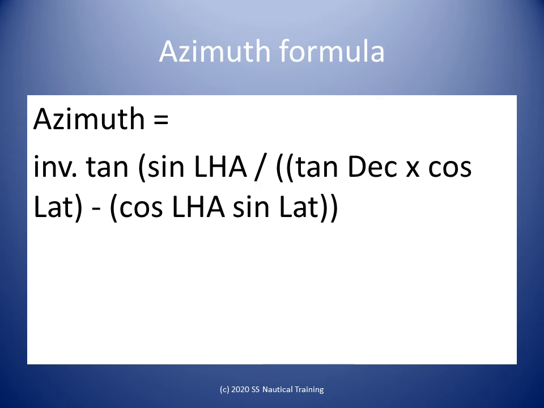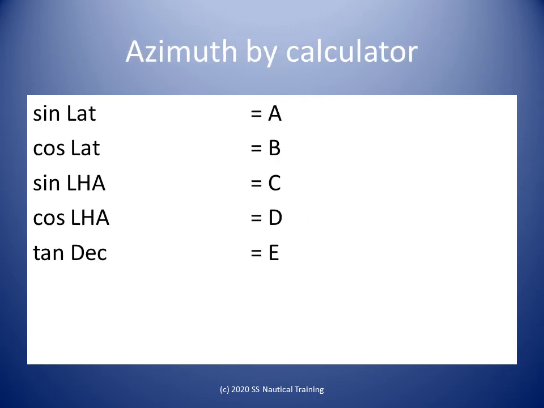The formula for finding azimuth is shown here. It looks daunting, but it is not that bad. We need 5 inputs to use the formula. We should find these separately with the calculator and note them down. Find both the sine and cosine of the latitude. Find the sine and cosine of the local hour angle. And find the tangent of the declination.